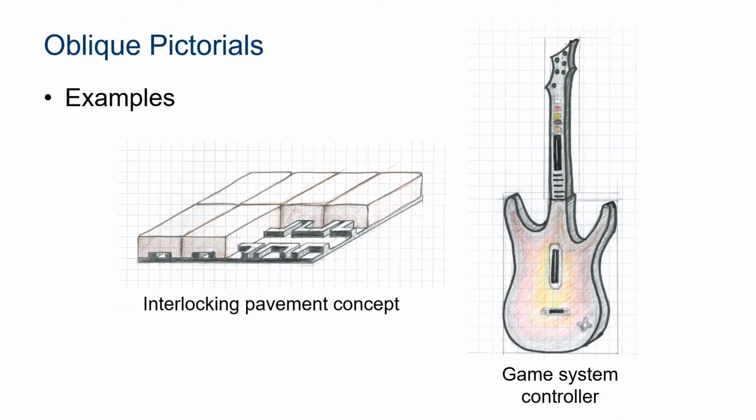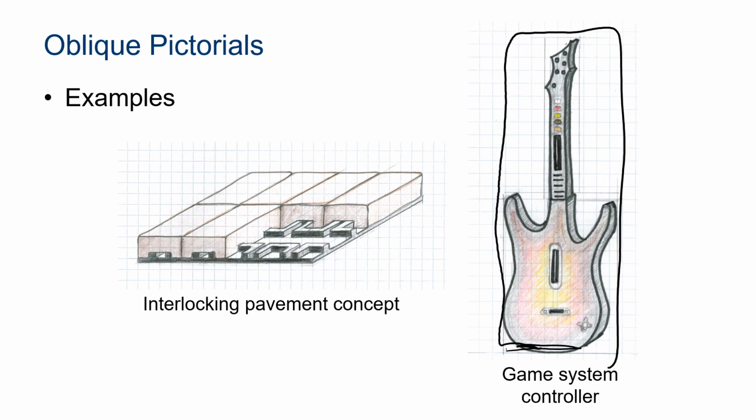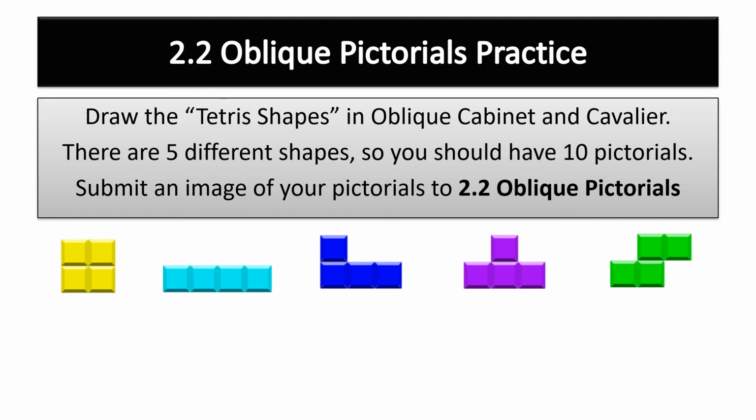These are examples of what you can use oblique pictorials to sketch. You can see they're flat on the bottom, but it doesn't have to be a cube like that. You could still do the same thing and just draw the depth going back. That's an oblique pictorial. But for your assignment, we're not going to do anything crazy like that. We're going to continue doing these cube shapes. So why not use Tetris shapes? It says draw the Tetris shapes in oblique, cabinet, and Cavalier.